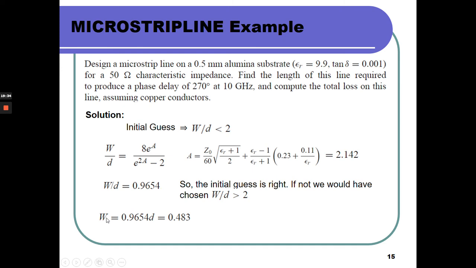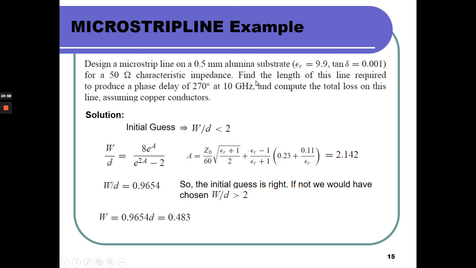Now we are here. We already have estimated our W by D. So from W by D, we know D is 0.5 mm, so we have W equal to 0.483 mm. Sorry, I forgot to put the unit. Okay. Now our W is done, which means our design is done.